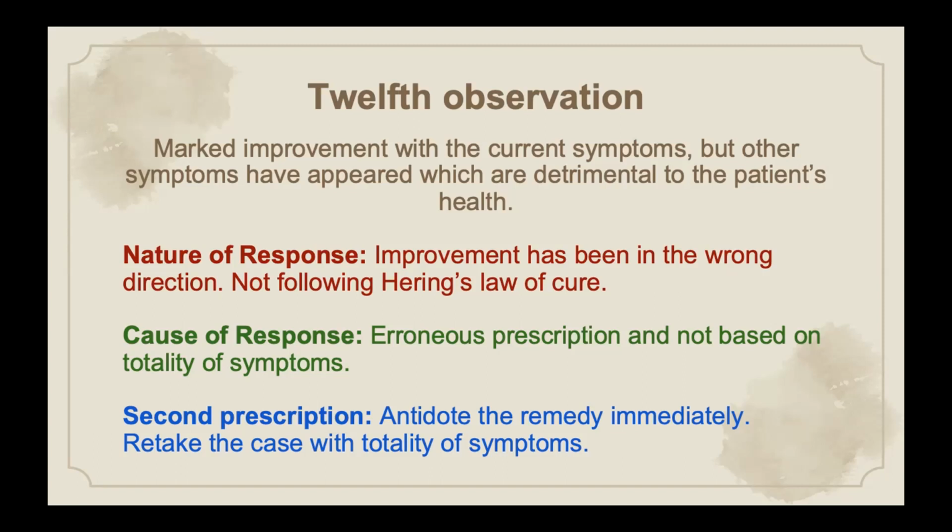You should antidote the remedy immediately according to Kent and retake the case, use the totality of symptoms. You have to use, again, all the symptoms. So these new symptoms that have occurred, you must take them into account with the case as well. So these are the whole 12 observations.